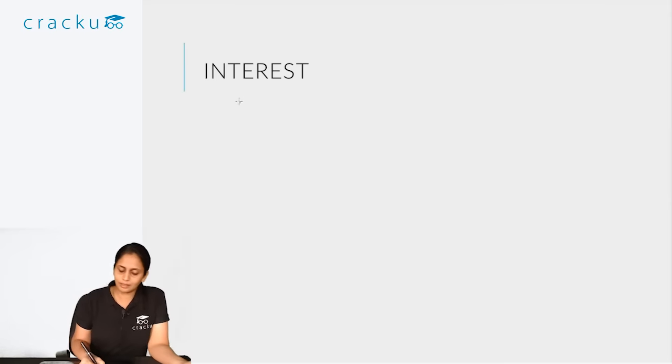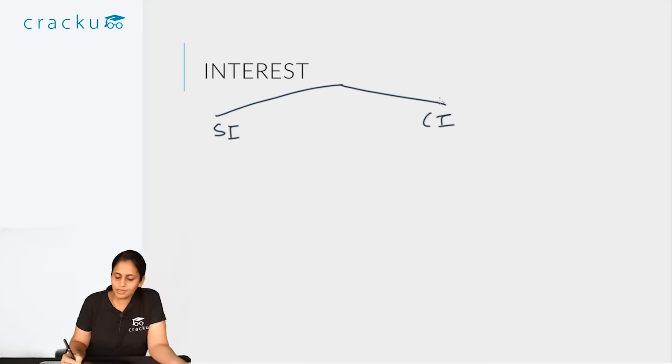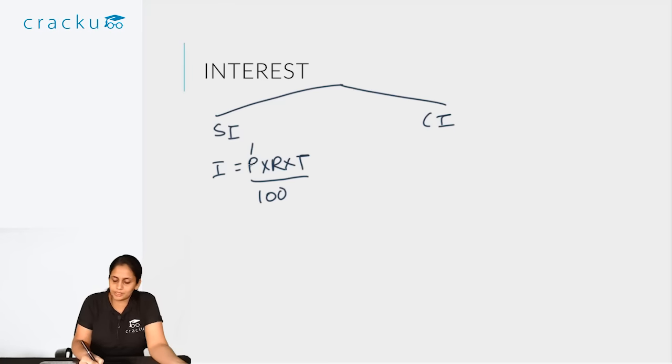So interest, there are two types of interest. One is simple interest and the other is compound interest. Simple interest is basically, the formula is P into R into T divided by 100, where P is the principal, that is the initial amount that is invested, R is the rate of interest, and T is the time period for which it is invested.